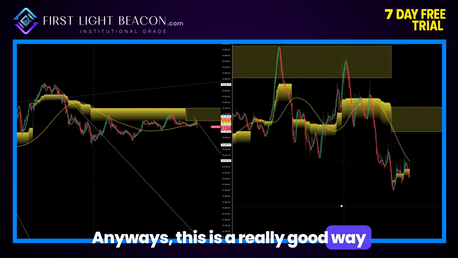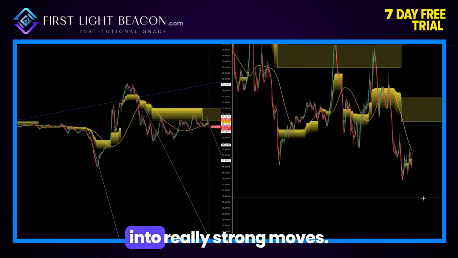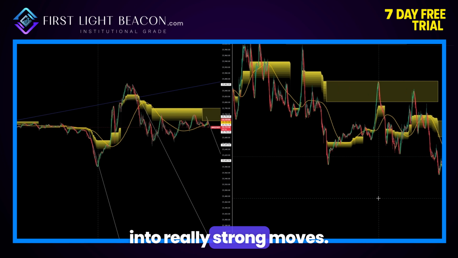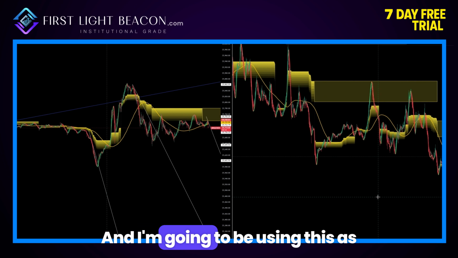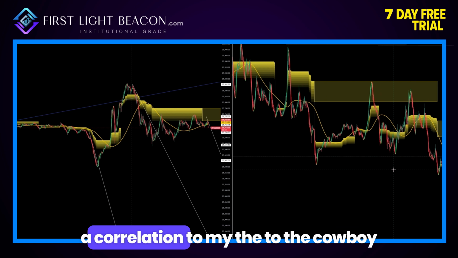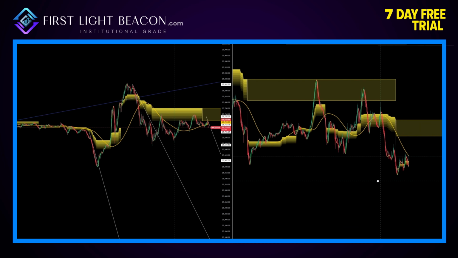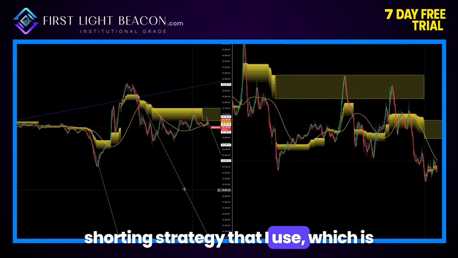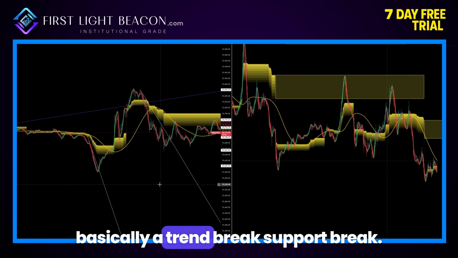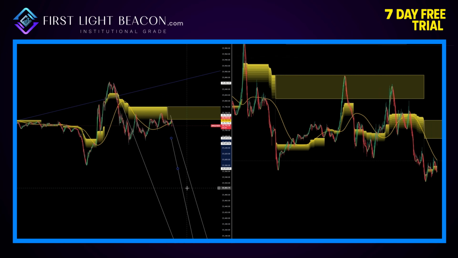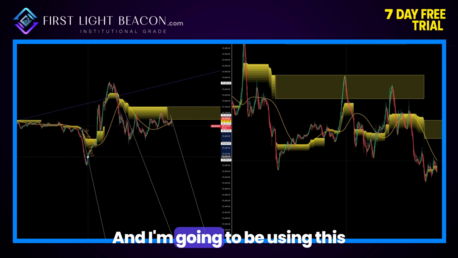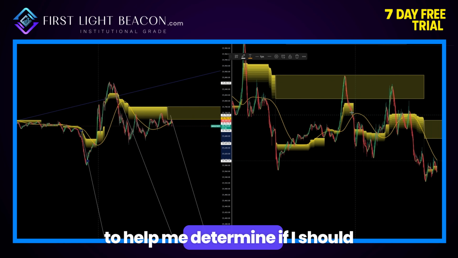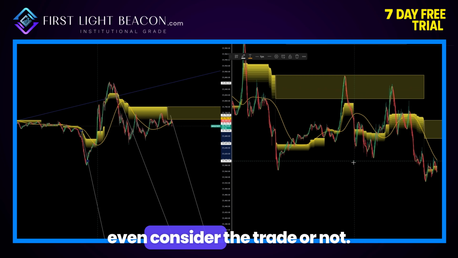Anyways, this is a really good way to use the VIX to get into really strong moves. And I'm going to be using this as a correlation to the cowboy shorting strategy that I use, which is basically a trend break, support break. And I'm going to be using this to help me determine if I should even consider the trade or not.